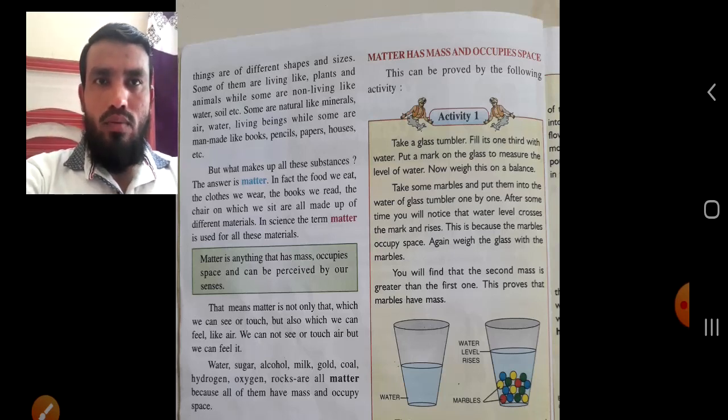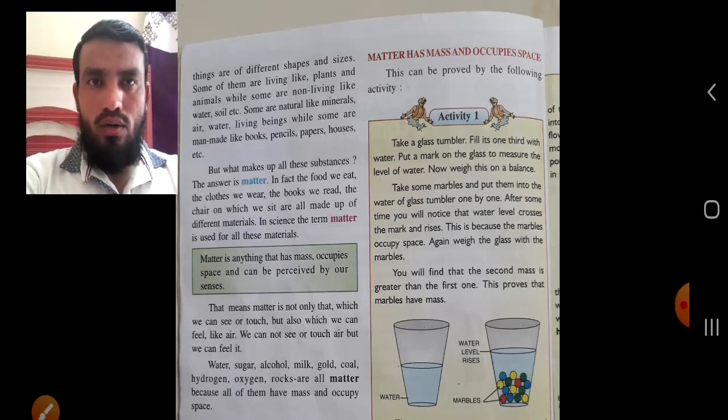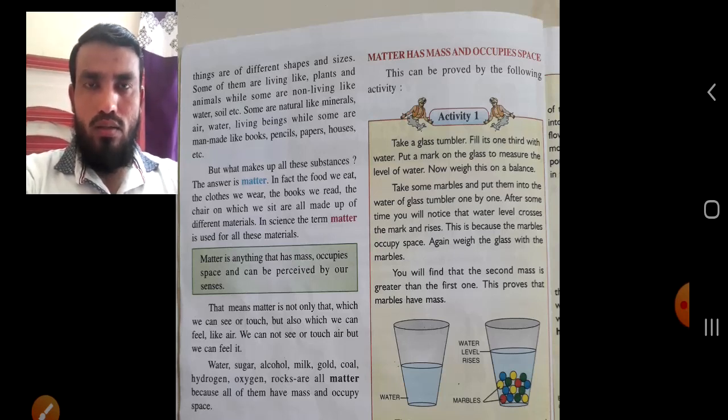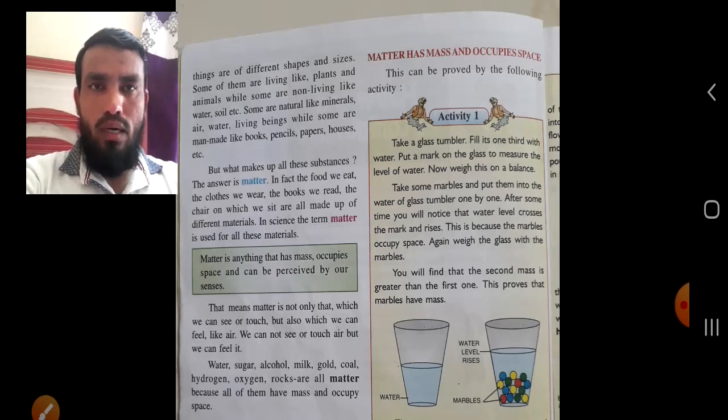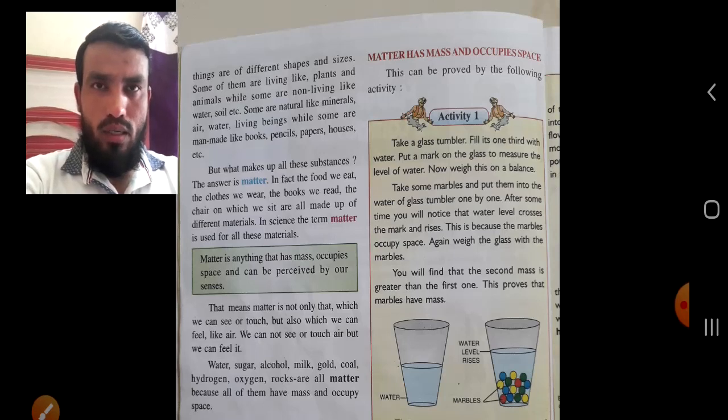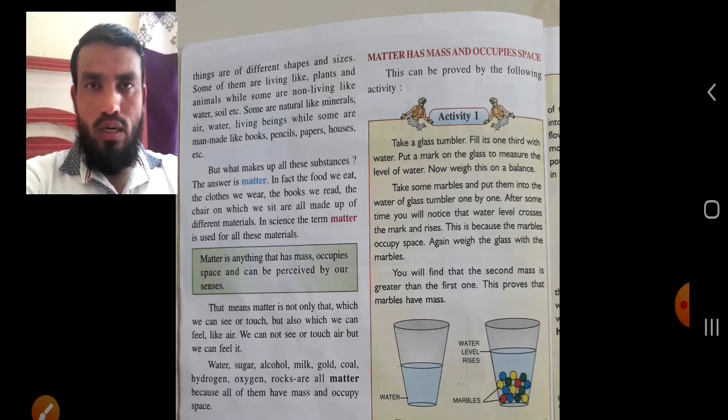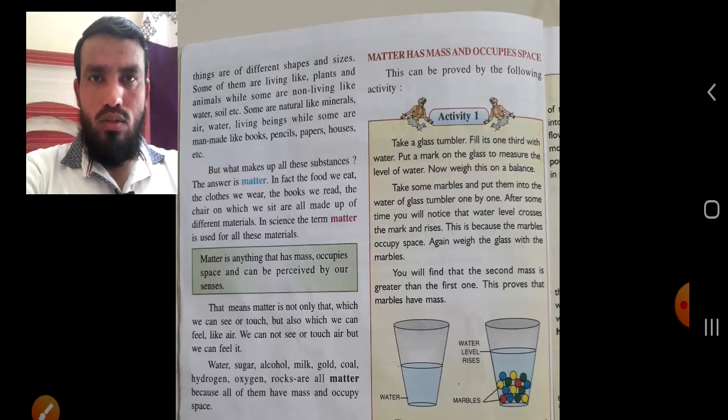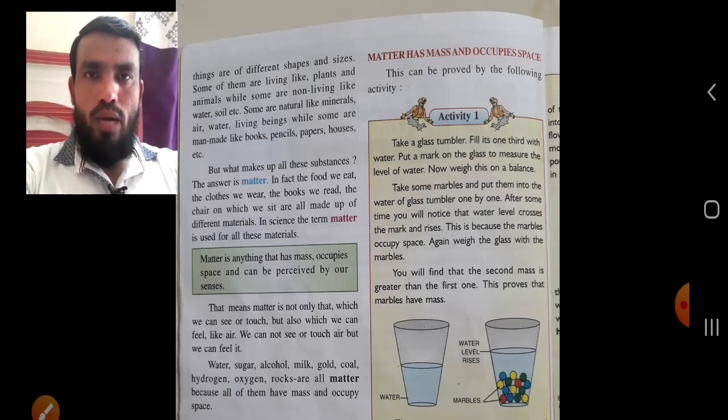Some are natural, like minerals. Now things can be divided into natural and man made. If you talk about the minerals, water, air, living beings, those are natural, while some are man made, like books, pencils, houses, etc., or cars or bikes. Such things can be made by man, that is called man made, and we are using that also. And some we are taking from nature, the natural. So both kinds of things we are using in day to day life.